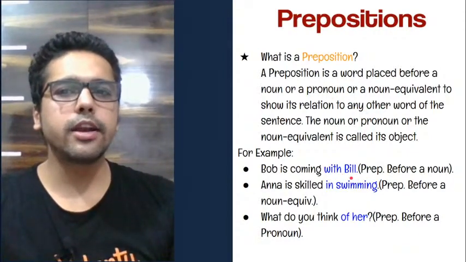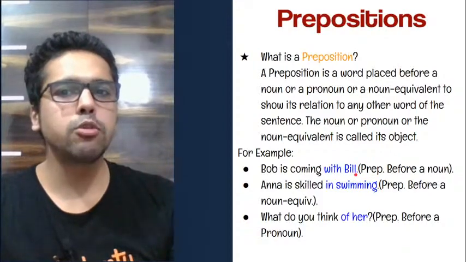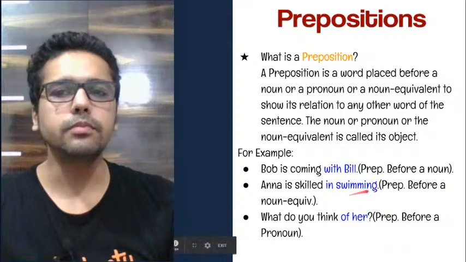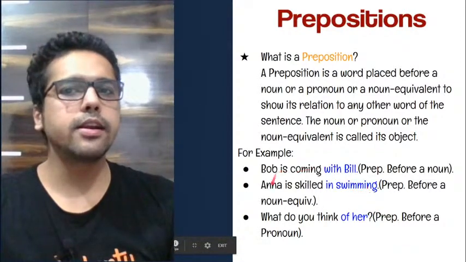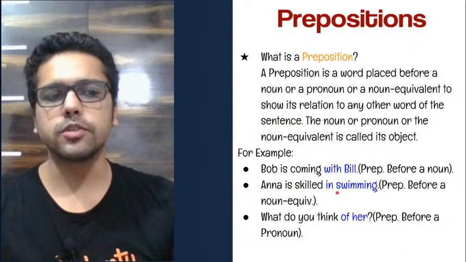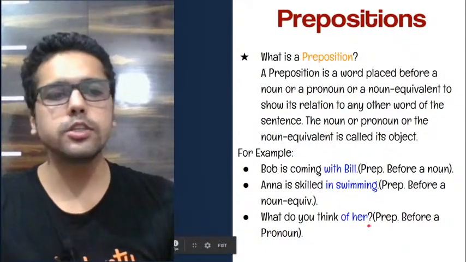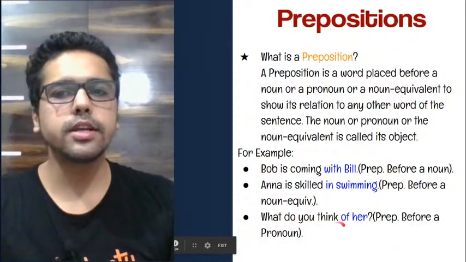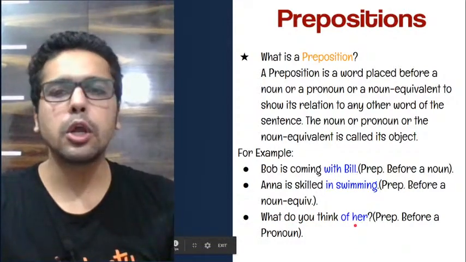Now, what is the relation of Bill? How this noun Bill is related with the other words in the sentence is shown by with. How is the word swimming related with the rest of the sentence? That is shown by this preposition in. How this pronoun her is related with the other words in the sentence is shown by this preposition of.